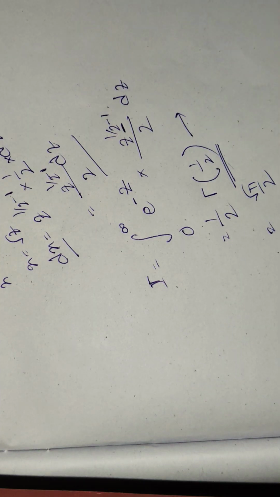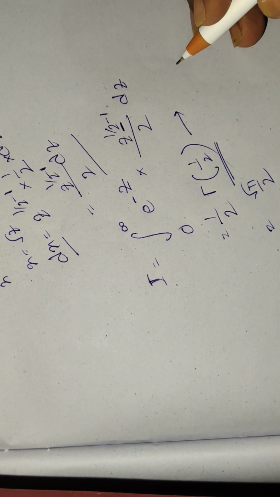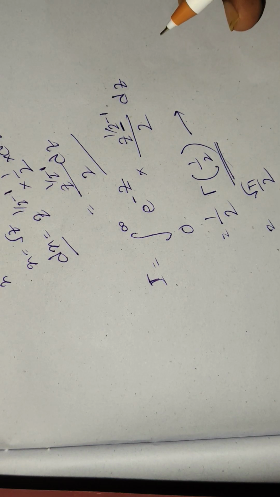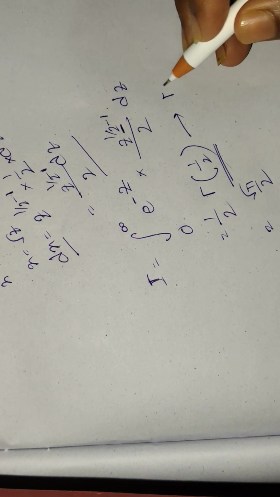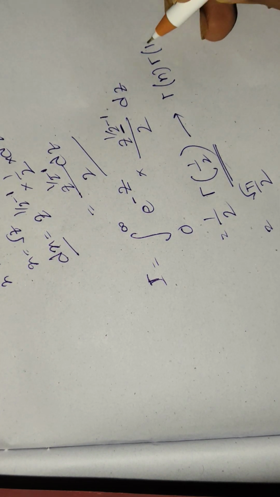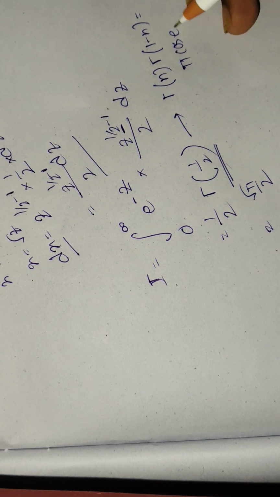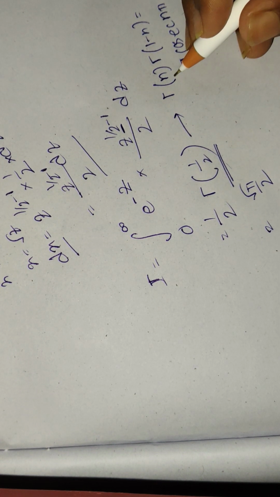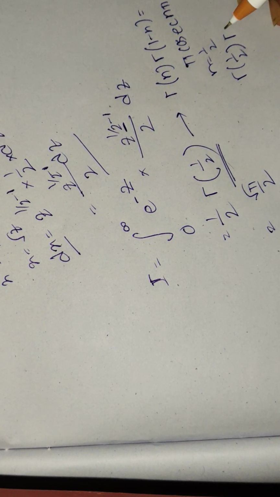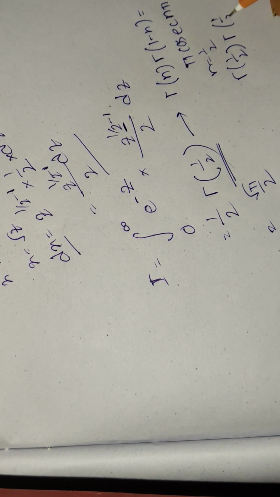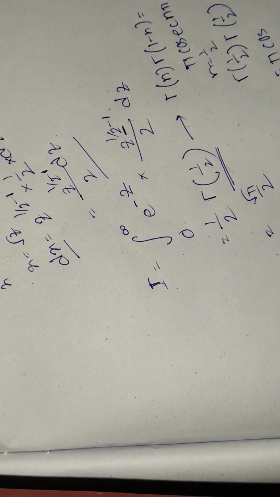Now you will ask why gamma half is equal to root pi. There are two formulas which you can use for getting the value of gamma half. So first of all, the first formula is gamma n into gamma 1 minus n is equals to pi cosec n pi. Let's put n equals to half. So gamma half into gamma 1 minus half, which is again gamma half, is equals to pi into cosec n pi, n equals to half.